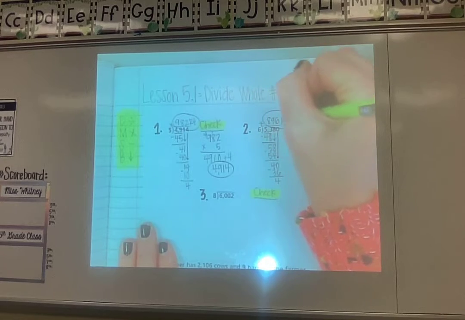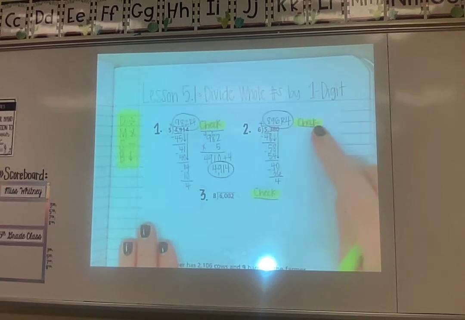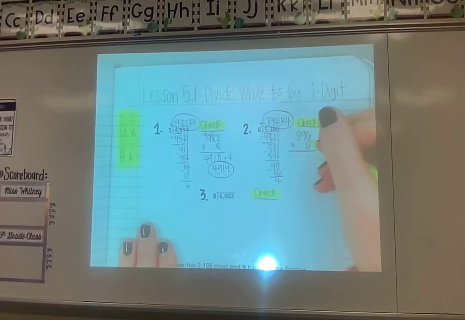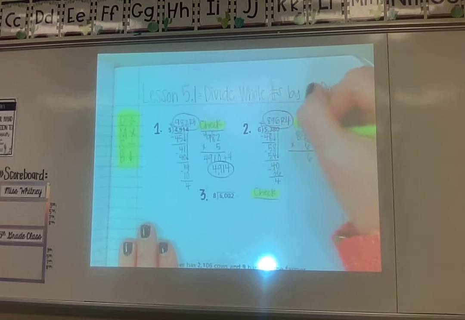So 896, remainder 4. And remember, my homework is going to ask me to check. So I'm going to take my answer, 896 times 6. Remember, leave the remainder out. We'll get it here in a second. Let's multiply this. 6 and 6 is 36. Put my 6, carry my 3. 6 times 9 is 54. Plus 3 more is 57. So put my 7, carry my 5. And then 6 and 8 went on a date. 48 plus 5 is 53. Then I had a remainder, so add 4 more on there.